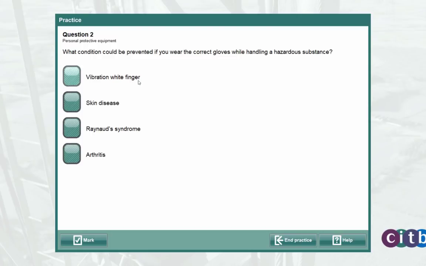What condition could be prevented if you wear the correct gloves while handling a hazardous substance? Vibration white finger. Skin disease. Raynaud's syndrome. Arthritis.